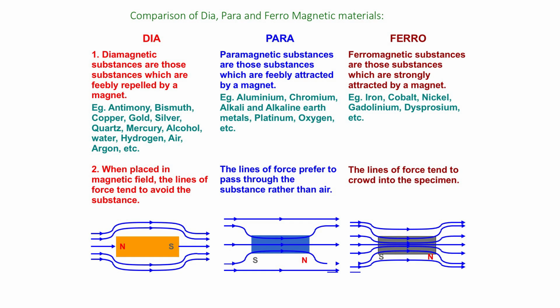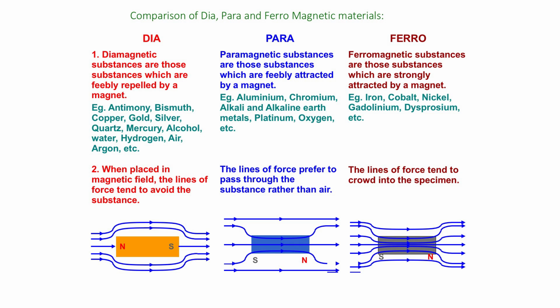If you look at the screen, it is clearly given in three different colors for dia, para and ferro. You see, I have drawn the diagram for the diamagnetic substance, and just compare it on the screen.